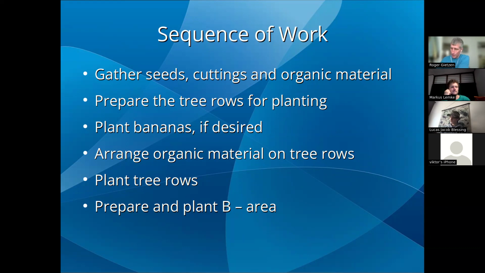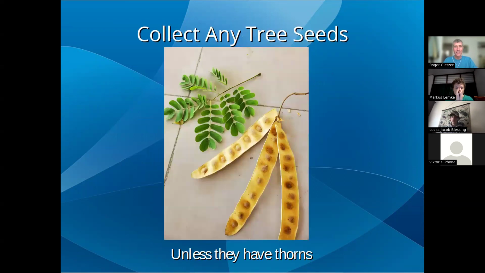B area is old terminology I used, and I've been trying to change that on all my slides, but I can see it slipped through a couple places.